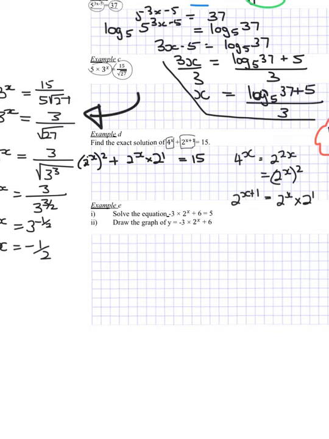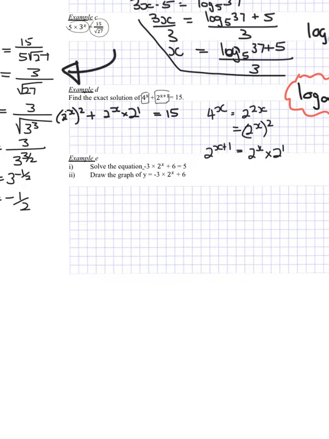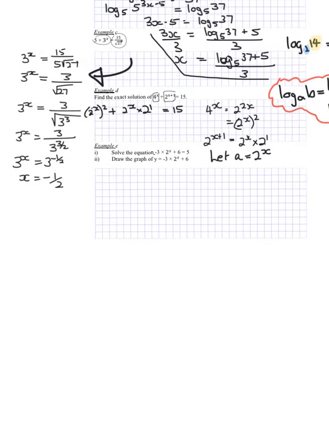Now that might still look a bit ghastly, but hopefully you can see there that now I've got the same base in each term, one's squared and one's just multiplied by 2. So could I not do what I did before and go, well, let a equal 2 to the x? Now, it depends where you want to do this. You might want to just work over here. So if I go let a equals 2 to the x, and I'm going to work over here, I'm going to get a squared plus 2a equals 15.